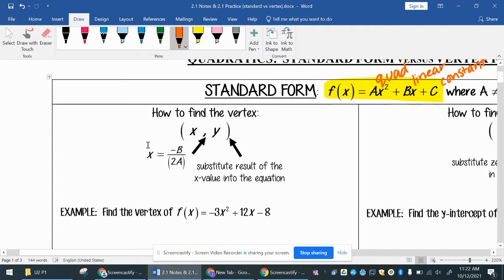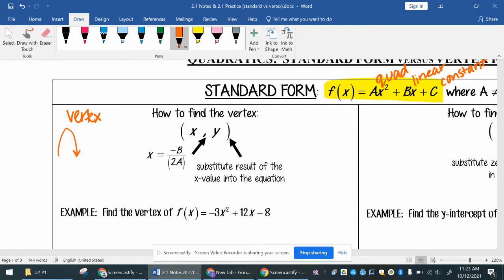So how do you find the vertex of a parabola in standard form? Now remember, as a quick review, the vertex of a parabola is either the highest point if it opens down, or the lowest point if it opens up. So it's either the max or the min of a parabola.